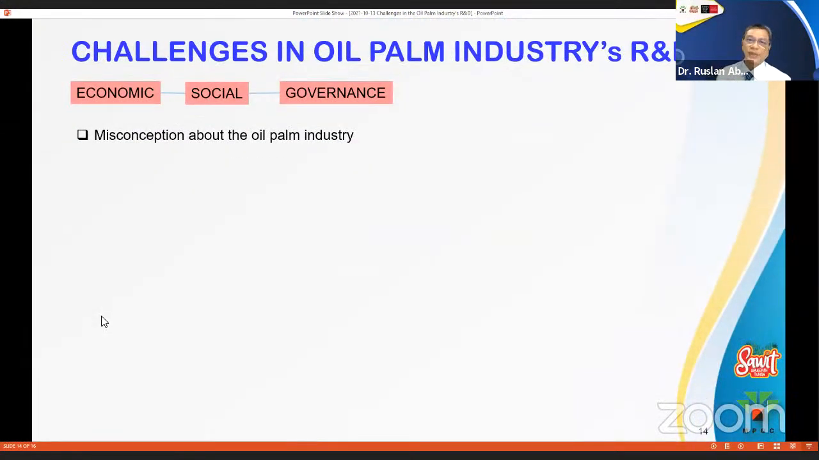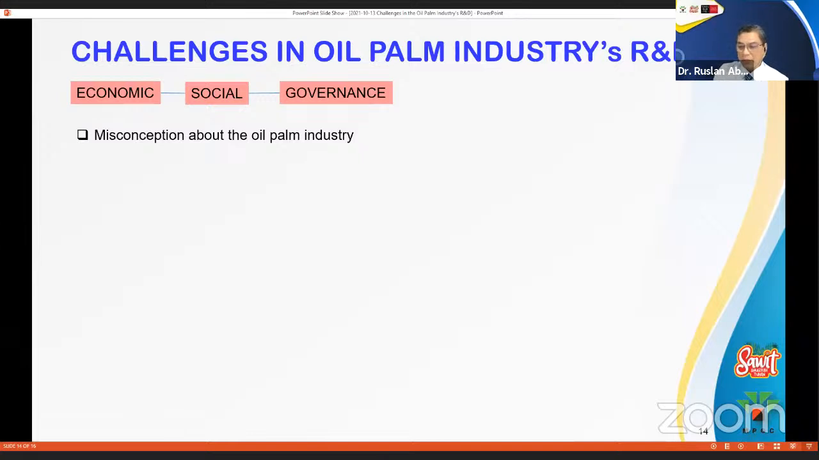Okay, now we come to the main topic of this particular talk. What are the challenges for the oil palm industry? We have survived 100 years of the oil palm industry. From the onset of the industry, we have developed various technologies. We have been able to produce improved planting material. We have been able to produce products that can be derived from palm oil or palm kernel oil. But where do we go from here?